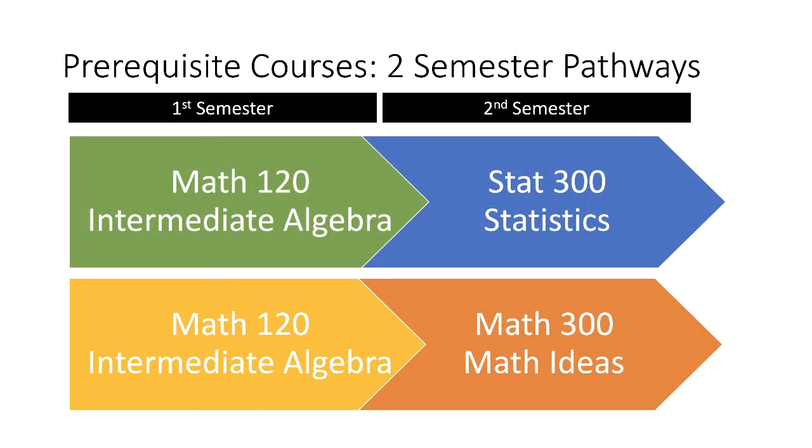For prerequisite courses, you're looking at least a 2-semester pathway. For example, if you were required to take Stat 300, which is our statistics course, the first semester you would take Math 120, which is our intermediate algebra course. The second semester you would take Stat 300. Similarly, if you needed to take Math 300, which is our Math Ideas course, you would start by taking Math 120, our intermediate algebra course, the first semester, followed by Math Ideas the second semester. So when you use the prerequisite course pathway, you're looking at least 2 semesters.